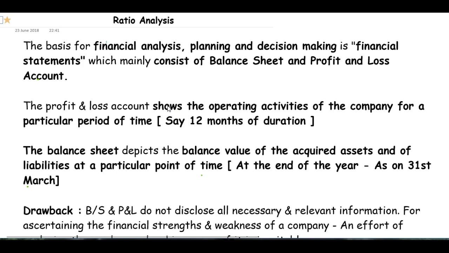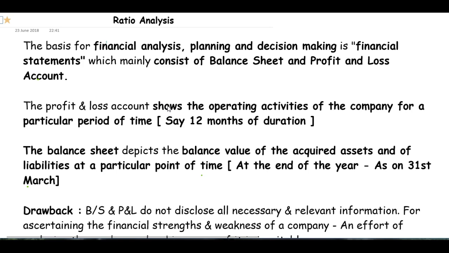Actually, the basis for financial analysis, planning and decision making on a company is the financial statement, which mainly consists of balance sheet and profit and loss account. The profit and loss account shows the operating activities of the company for a particular period of time, for example, let's say 12 months of duration. Whereas the balance sheet shows the balance value of acquired assets and liabilities at a particular point of time, at the end of the year, as in 31st March.